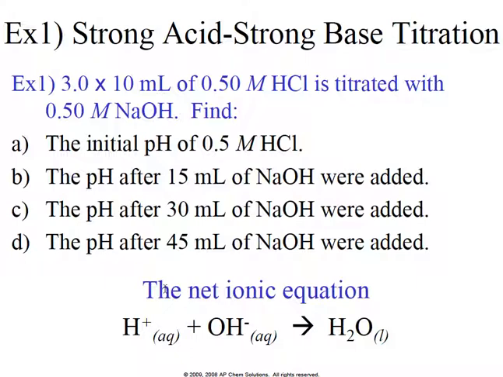The net ionic equation is, of course, at the bottom: H+ plus OH- makes H2O. So we have to find the initial pH of the 0.5 molar HCl, the pH after 10 milliliters of NaOH added. Remember, every time you add NaOH, we're adding OH-, neutralizing the H+, and then of course 30 milliliters and 50 milliliters. All right, so we're going to go through that.